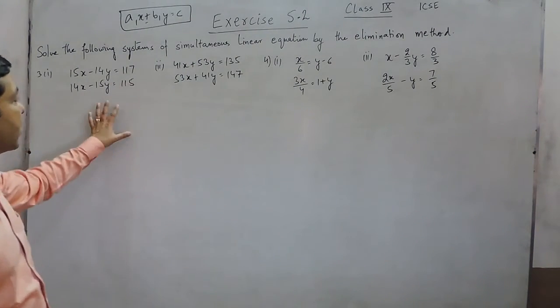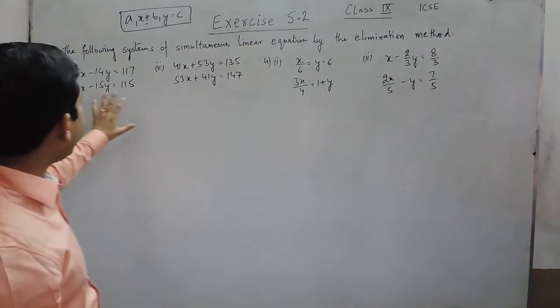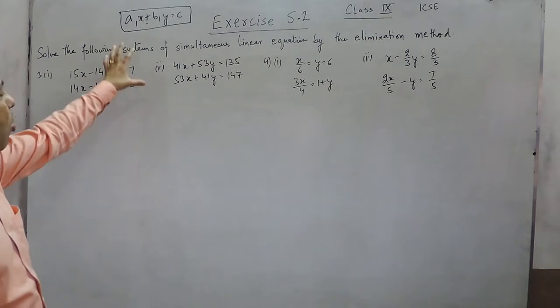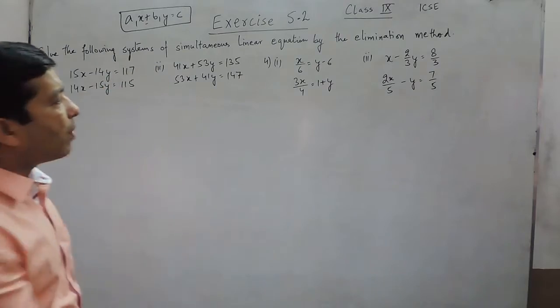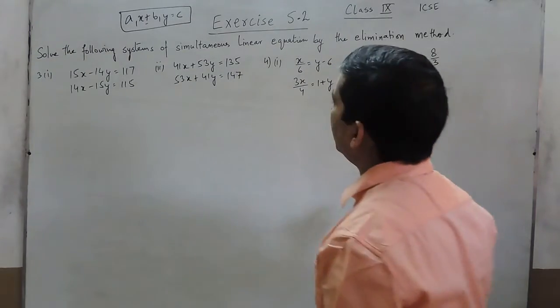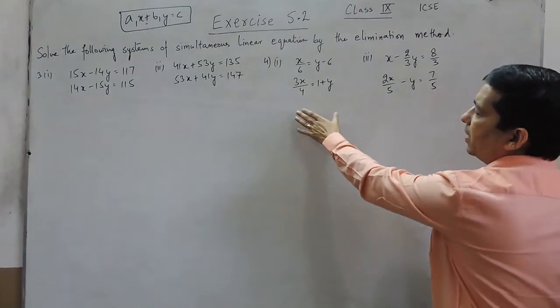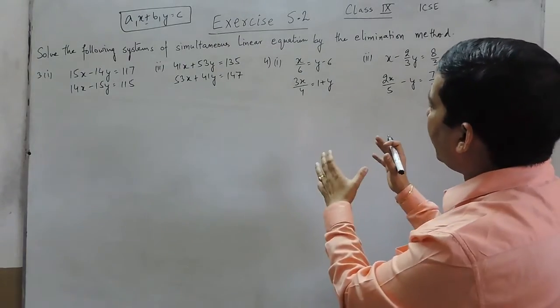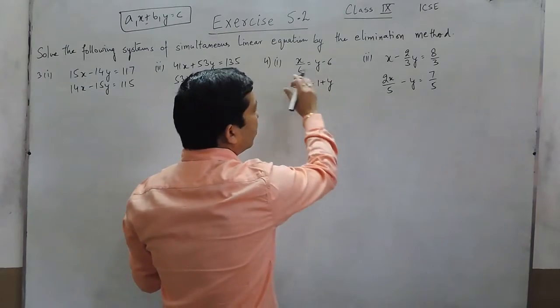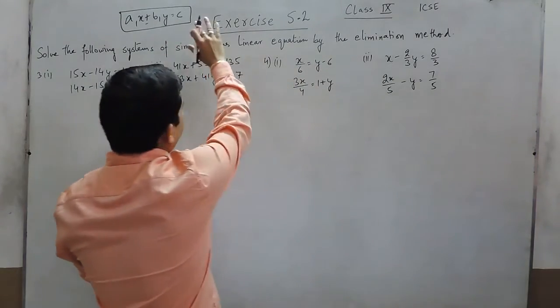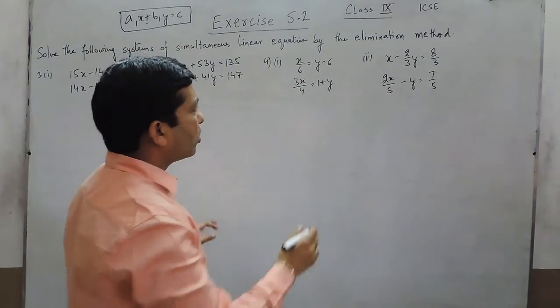Hello everyone. Question number 3 and 4. As we can see, question number 3 is already in the form of a1x + b1y = c. But in question number 4, parts 1 and 2, they are not in this format, they are given in fractions. So it is always better that we put question number 4 into the format of a1x + b1y = c1.